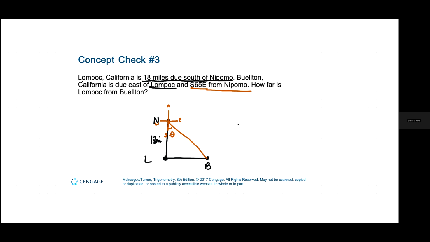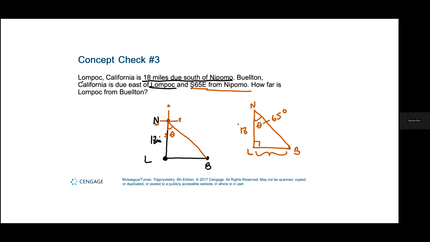So let's clean it up. We have basically this picture. Right angle triangle, 18 on this side. This is Nipomo. This is Lompoc. This is Bolton. How far is Lompoc from Bolton? So we need this distance. And we're given that this angle is 65 degrees.